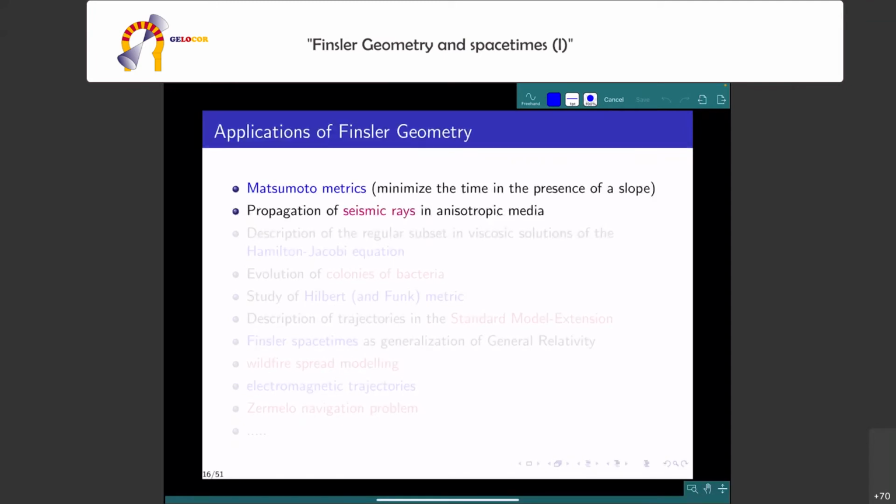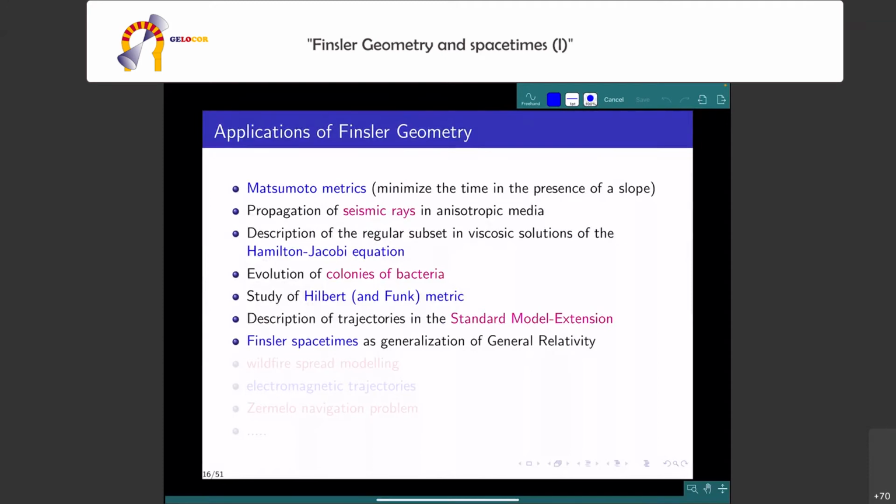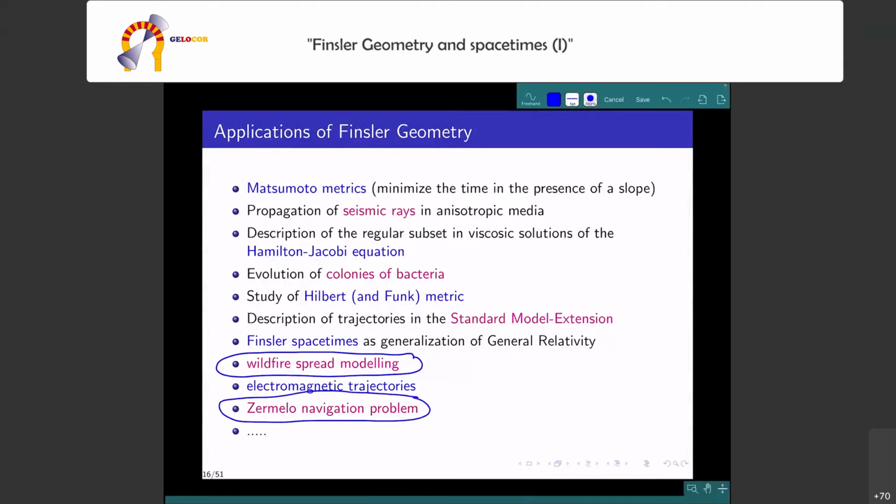There are many applications. I don't want to spend much time speaking about them, but basically here we will concentrate on wildfire spread modeling, which, I think, can be a very, very nice application with real impact. And well, the Zermelo navigation problem, I will also discuss this in the talk. Matsumoto metrics, which are used also in wildfire spread modeling. Matsumoto metrics search for the trajectories that minimize time in the presence of a slope, because when you go up, you go slower than when you go down. Okay, if you take this into account, the trajectory that minimizes time is not the geodesic of the surface, of the mountain. You have the geodesic of the Matsumoto metric.